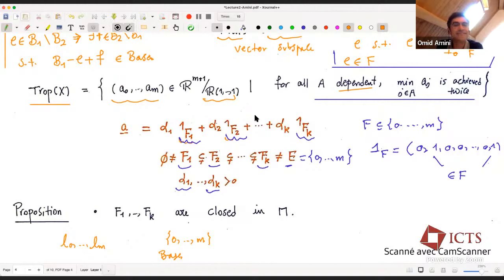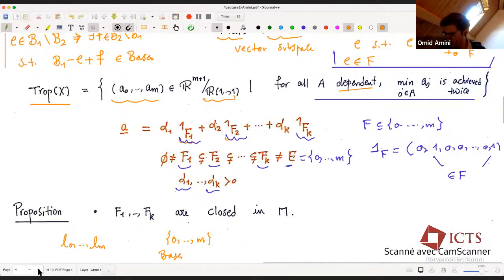Why is it more convenient? Because this is completely combinatorial. Now you just need to know what the matroid is. And then your points are exactly the positive combinations of characteristic vectors of flats in a chain. You take any chain, you look at the corresponding characteristic vectors, and then you form a positive combination of those. Okay. Thank you.